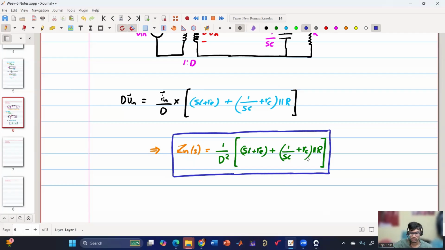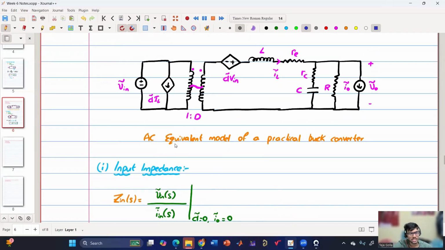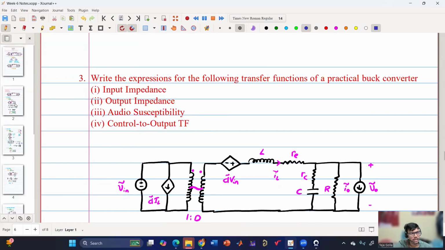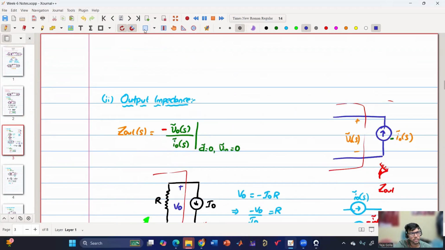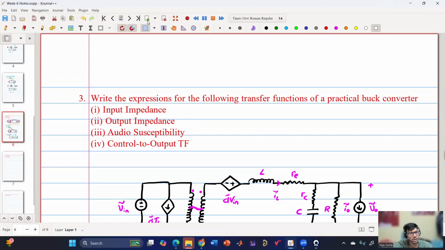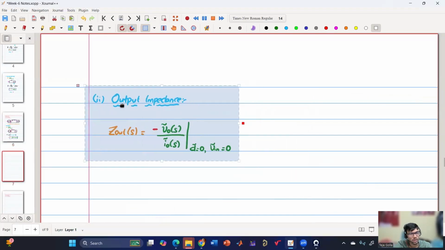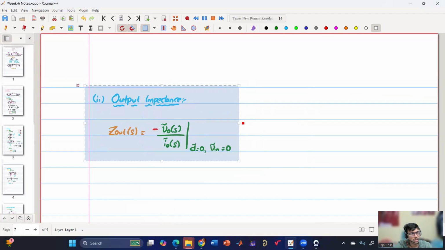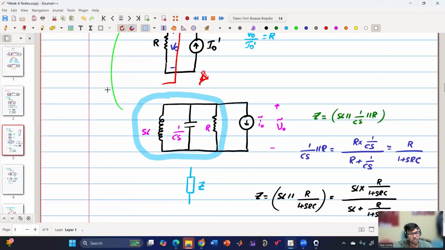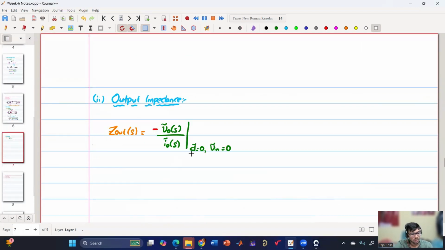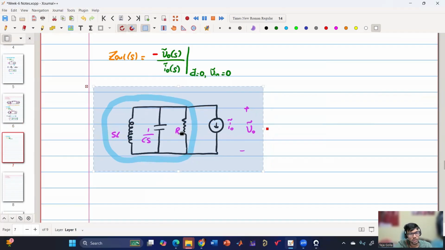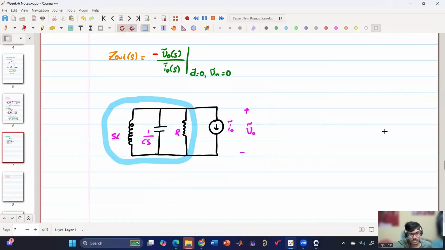Yes, sir. Clear. Okay, so now we'll move to the next term, which is the output impedance. And we can also copy the definition as well as the circuit. So this is the circuit. Now if you see, SL and 1 by SC have some parasitic resistance, so we need to include those.